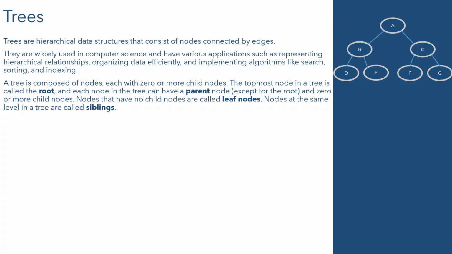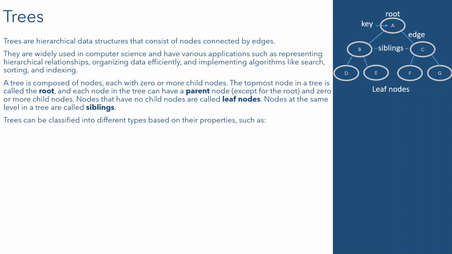A tree is a composite of nodes, with each node having zero or more child nodes. The topmost node is called the root node, and each node in the tree has a parent node. The nodes which don't have any child nodes are called leaf nodes, and the nodes at the same level are called siblings. This is very simple to understand from the left side tree.